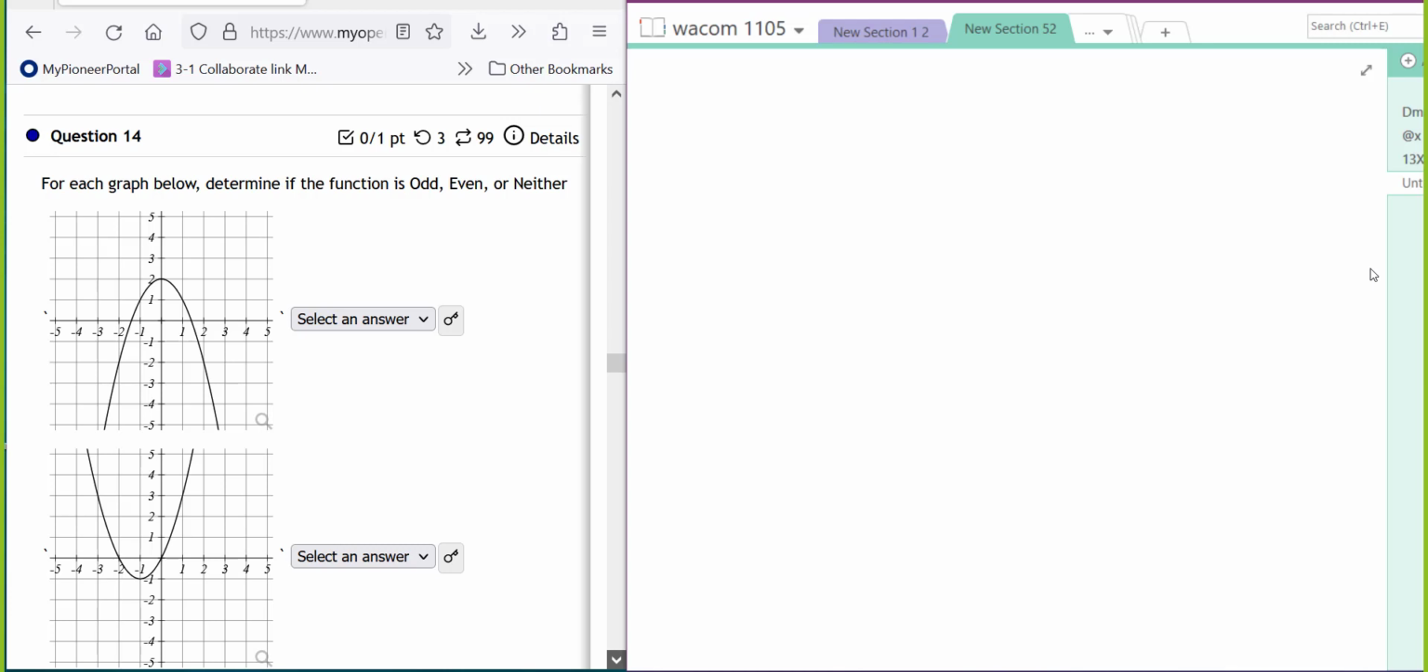So the first one is the same on both. So it's going to be symmetric. It is going to be even because it is symmetric to y.